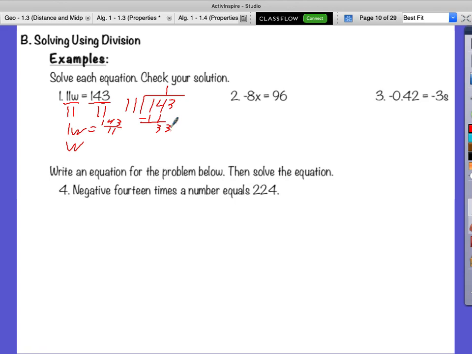How many times does 11 go into 33? 3 times. 3 times 11 is 33. What's 33 minus itself? 0. So what does W equal? 13. Is that math a lot less intimidating when we actually start doing it? It wasn't the most complex division problem we've seen, was it? No. Questions on how we do that?